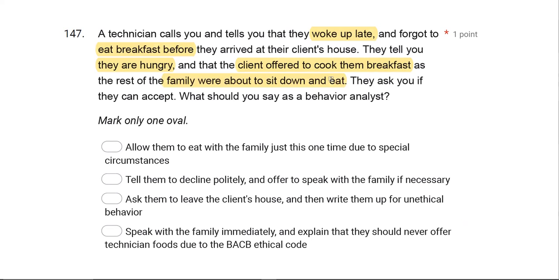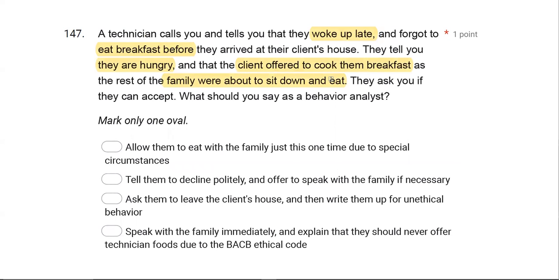Well, there's a few different things here that's wrong. One, the technician's there to work. They're there to provide services. Unless there's a specific program in place, they really shouldn't be sitting down and eating with the family, right? Offering support through a behavior plan or treatment plan is one thing, but just sitting down and eating is, one, inappropriate, two, opens the door for potential multiple relationships, conflicts of interest. There's so many things wrong with it, right? So it shouldn't be done.